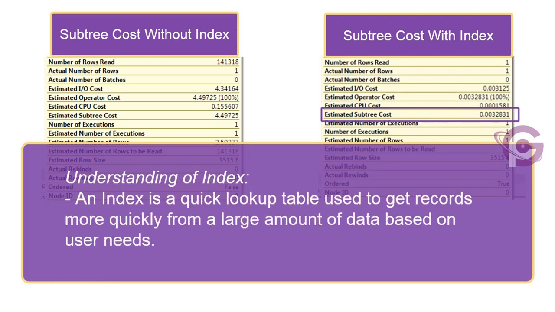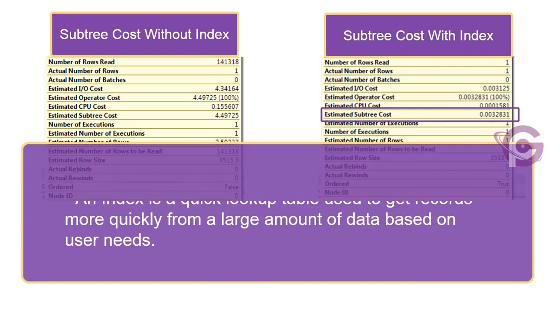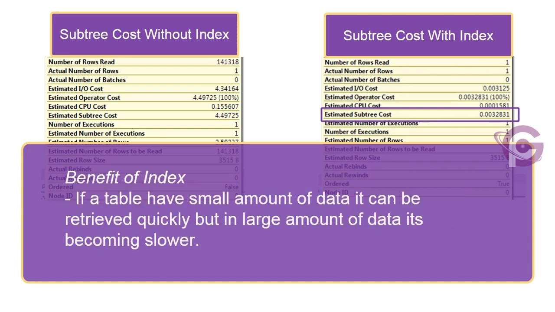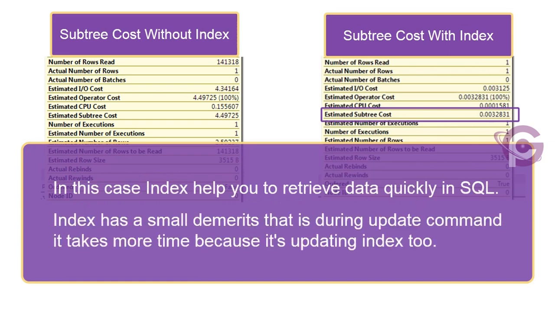Understanding of index. An index is a quick lookup table used to get records more quickly from a large amount of data based on user needs. Benefit of index. If a table has a small amount of data, it can be retrieved quickly, but with a large amount of data, it becomes slower. In this case, an index helps you retrieve data quickly in SQL.